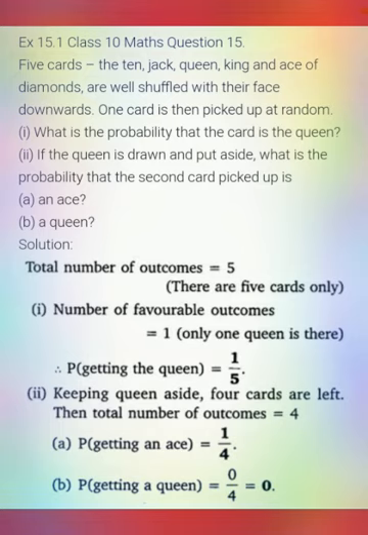The one queen has been taken and put aside, and from the remaining cards the second questions, the A and B questions, are asked. What is the probability of getting an ace? Now from 5 cards, 1 queen has been removed, so the total number of cards has been reduced to 4. So the total number of outcomes has become 4 and ace is 1 in number. So the probability is 1 by 4.